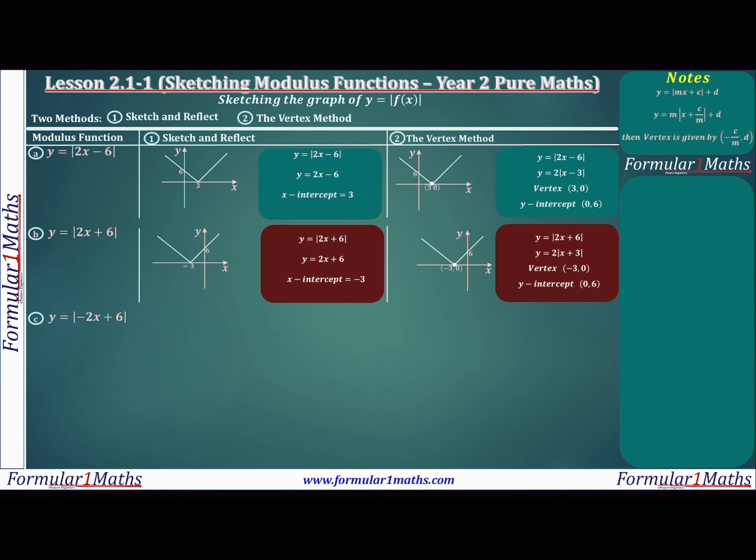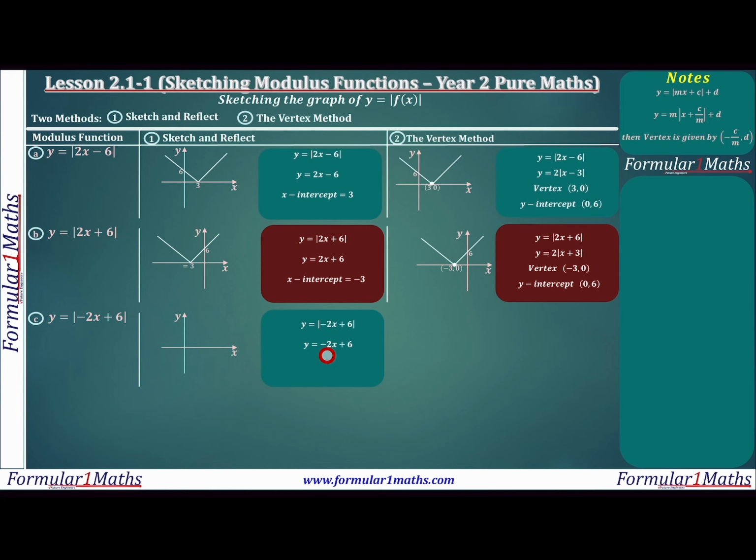Next question. y equals the modulus of minus 2x plus 6. So I've got my axis drawn. Then I've got this question to do: y equals minus 2x plus 6, all of that in the modulus sign. So if I remove the modulus sign, I'm going to get y equals minus 2x plus 6. And so I'm going to sketch this curve.